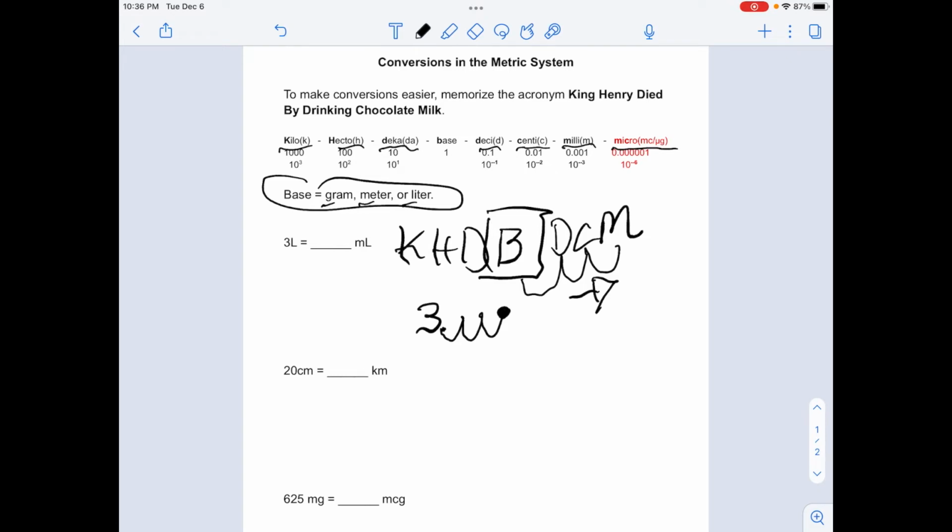And what you want to do is fill in each loop with a 0. And that will be your answer. So our answer here is 3,000 milliliters.